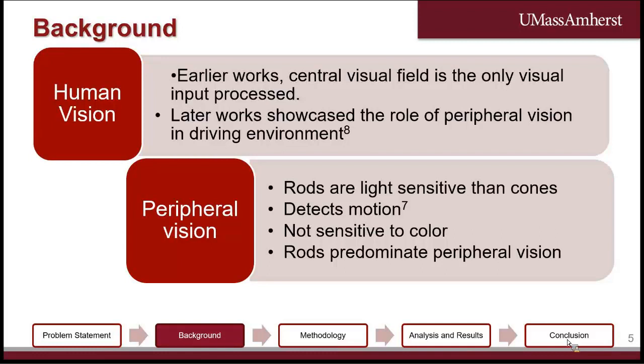Human vision has two types of photoreceptors, rods and cones, where rods are more light sensitive than cones, and they detect motion, and they're not sensitive to color, and these rods are predominant in peripheral vision. So our study also focuses on this area, where we are going to use motion and see if the information is being delivered to the road user efficiently, rather than overloading the central field, which has an additive detrimental effect on performance over all eccentricities.